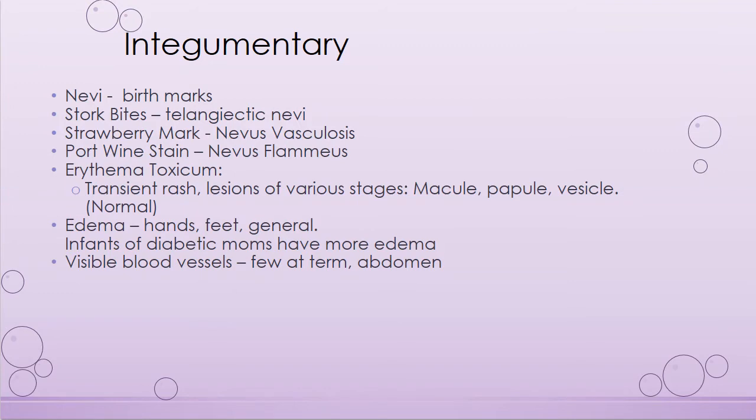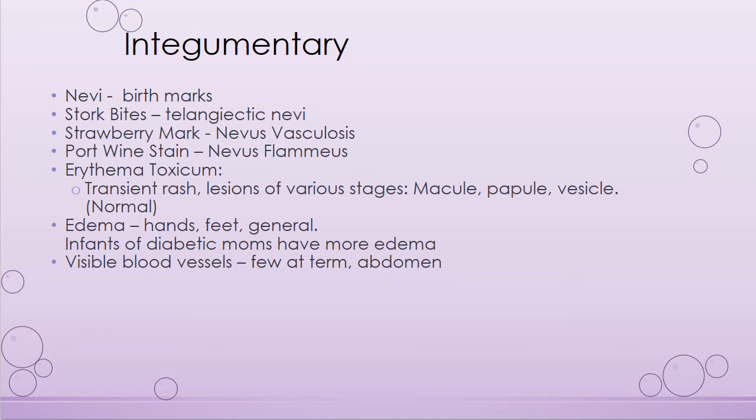You have different types of birthmarks that you could see. A stork bite will blanch easily, but it will fade. You'll have the nevi, which are the birthmarks. You'll have a strawberry mark, you'll have port wine stain. Erythema toxicum, that's a transient rash and lesions of various stage. It can have macule, papule, vesicle. Those are very normal.